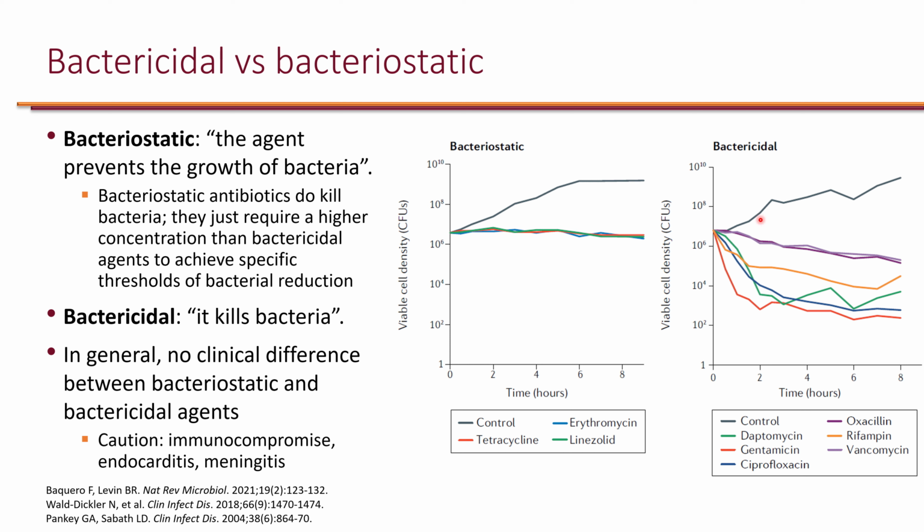So the theory is that if somebody is immunocompromised and they don't have the benefit of an immune system, this might be dangerous to just prevent the growth because there is no immune system to actually kill it. So you want to rely on bactericidal agents to kill as many of these before the bacteria kill the patient.